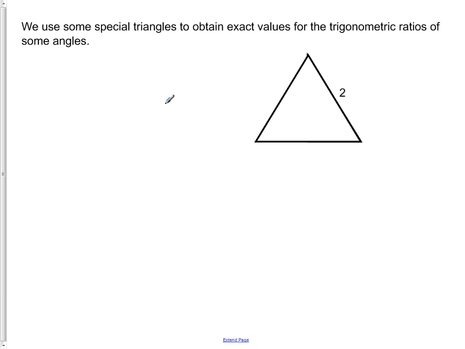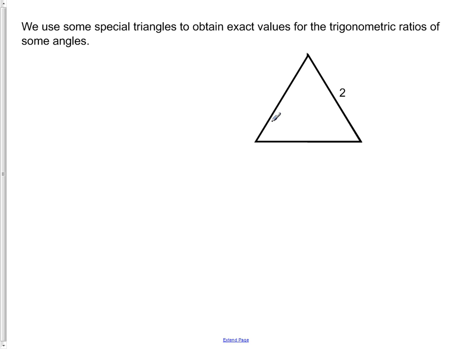Well, since we're on the subject of special triangles, here's another special triangle. An equilateral triangle is a triangle in which all the sides and all the angles are equal. In this case, if I had an equilateral triangle with a side of 2, all the sides are also going to be a length of 2.